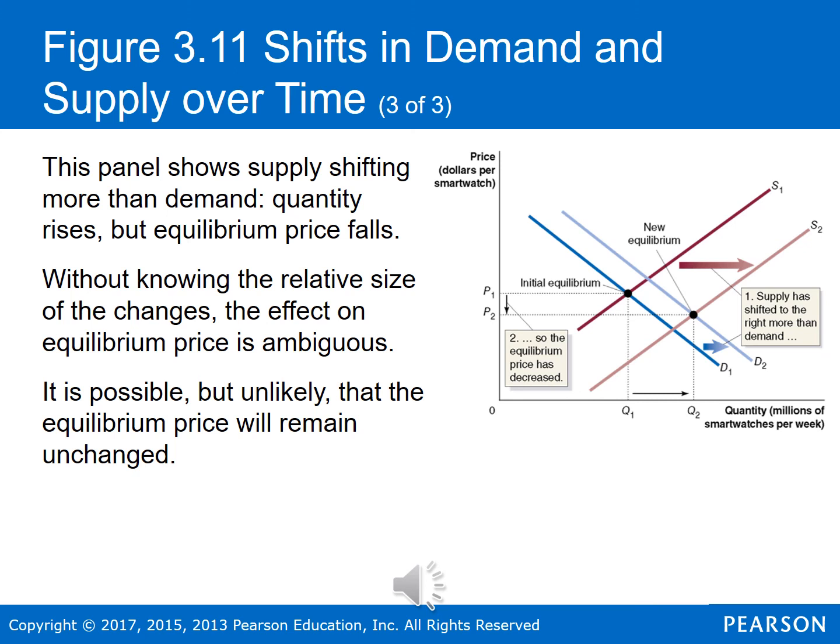Unless we know how much the supply curve is going to shift relative to the demand curve, we're not going to be able to figure out what the effect on price is going to be. And I should note that it is possible, but very unlikely, that supply and demand curves will shift the exact right amount so that the equilibrium price remains unchanged. It's a possibility, but very, very rare.